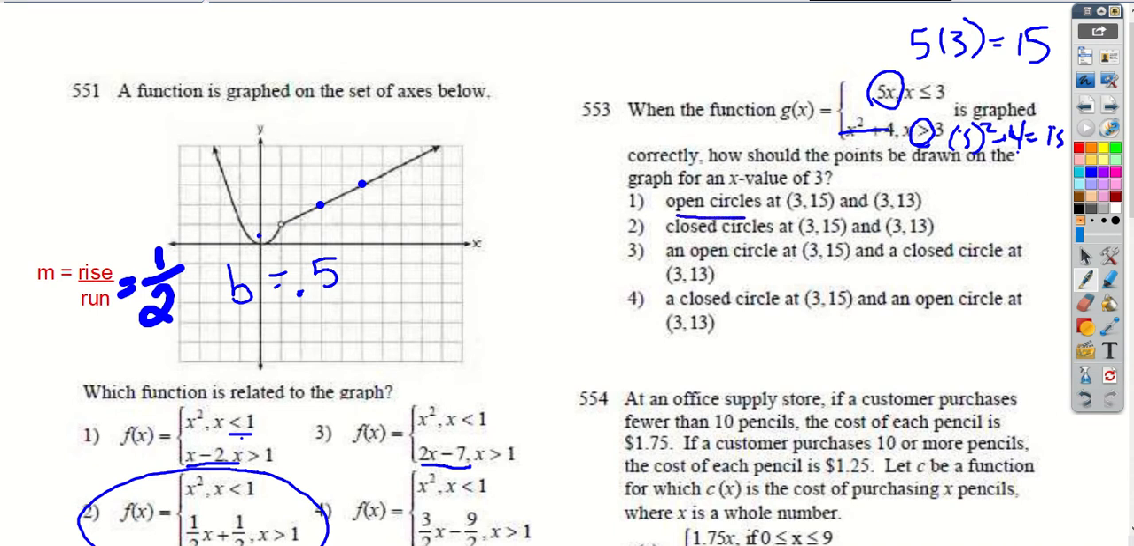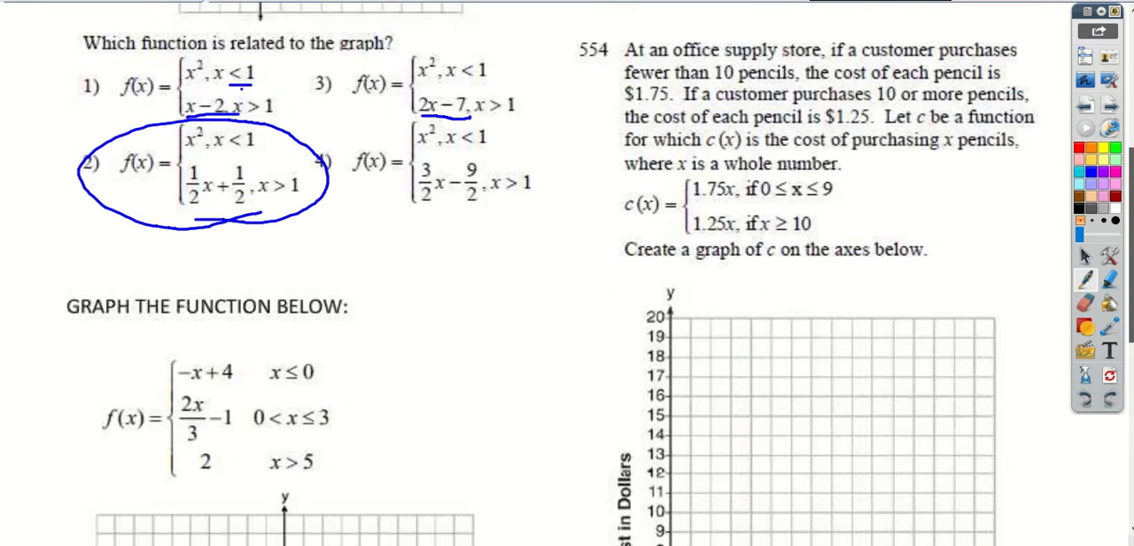So 2 open circles would not make sense. 2 closed circles also don't make sense, okay. One's got an open circle at (3, 15) and closed at (3, 13), which is not the case. And the other one is choice 4, which is the one we want. It's closed at (3, 15) and open at (3, 13).